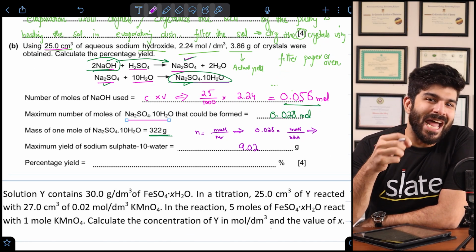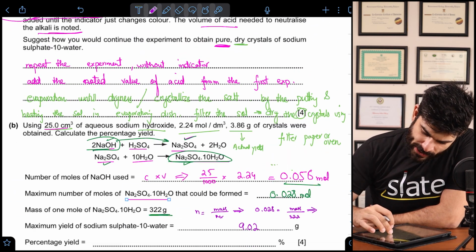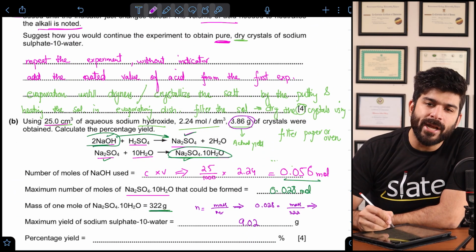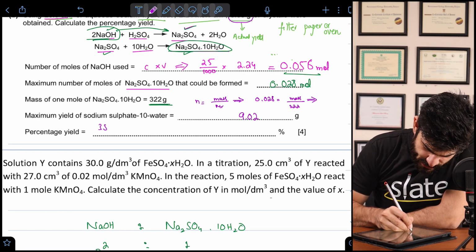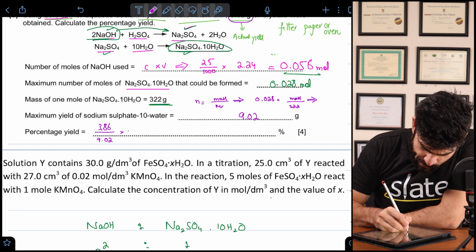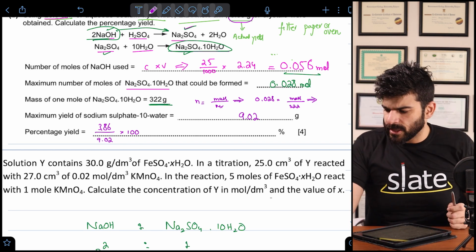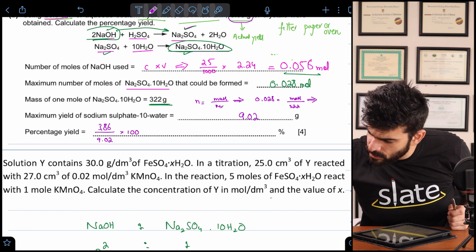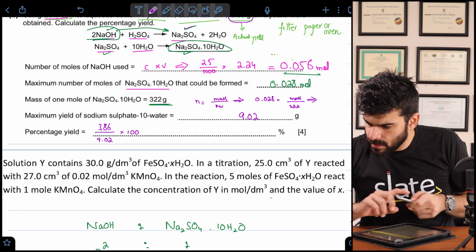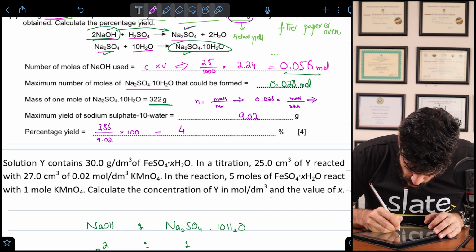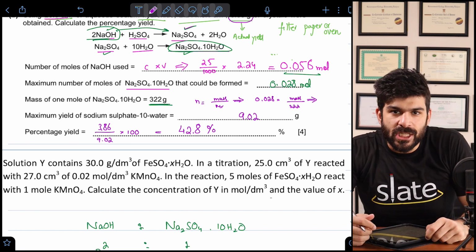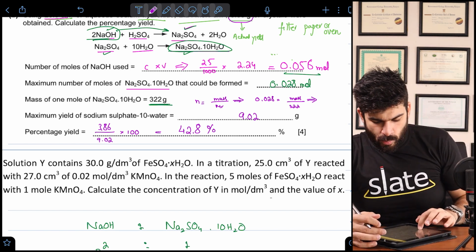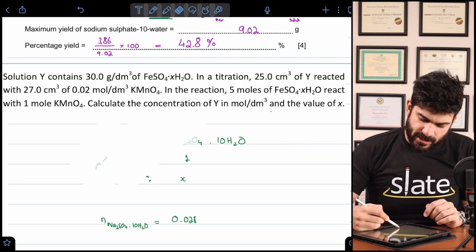So students, this is the maximum yield of sodium sulfate. That is what you calculate on paper. But in actuality, how much did we get? We only got 3.86 grams. So let's use the formula. Actual yield, which is 3.86 grams, divided by theoretical yield, which is 9.02, and we multiply the value by 100, and the answer turns out to be 42.8%. And that's what we know about the percentage yield. So those are the two major important concepts, percentage yield and percentage purity.